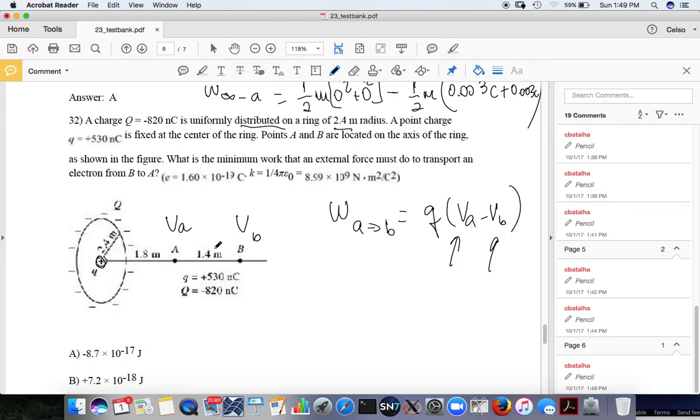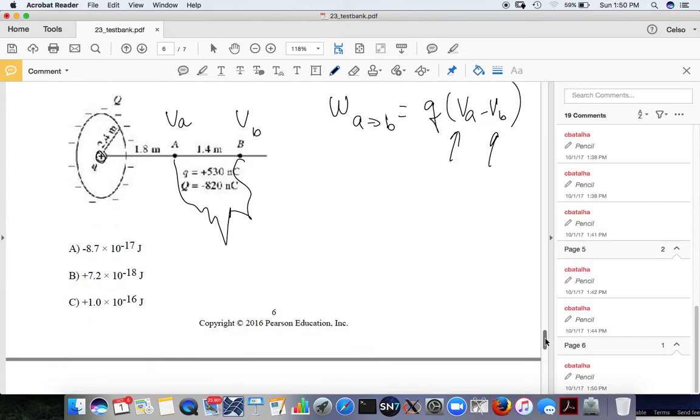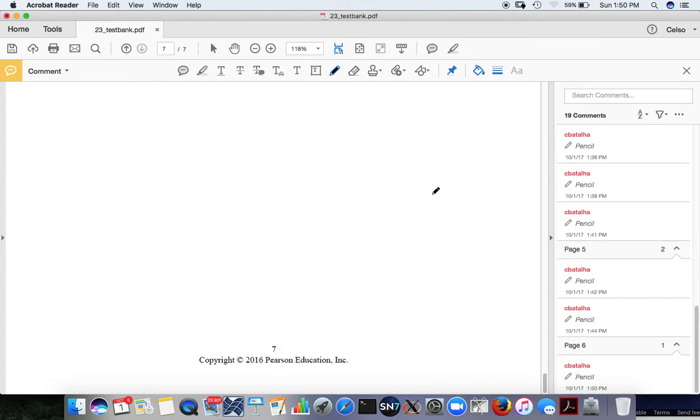It's the minimum because you go in a straight line, and the only work this external force is doing is overcoming the field. You could do more if you go in a crazy route, right? But you don't want to do that. You want the minimum possible. And pretty much that's it.